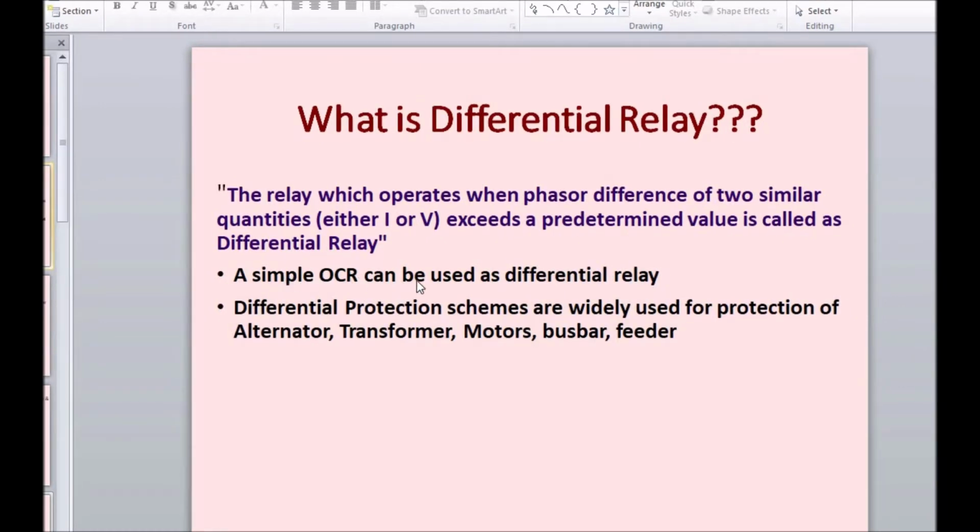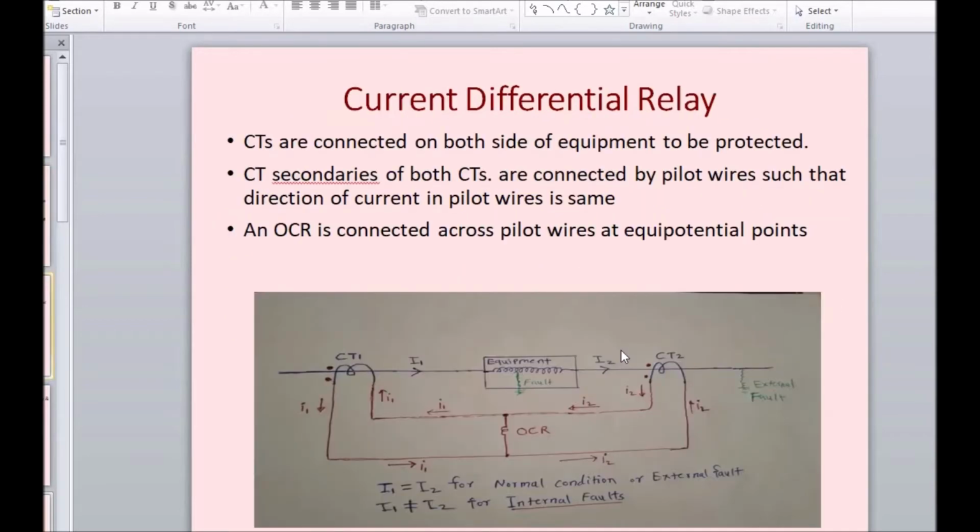A simple overcurrent relay can be used as a differential relay. Means an overcurrent relay can be connected such that a differential current can pass through the relay operating coil. Then it will act as a differential relay. The differential protection schemes using differential relay are widely used for the protection of alternator, transformer, motors, bus bar and feeders. Now we will see current differential relay.